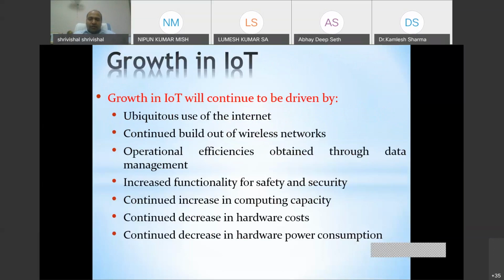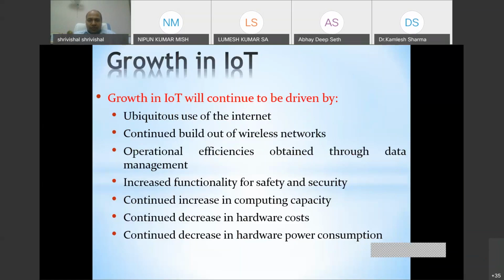And this growth in IoT is generally driven by the parameter of ubiquitous use of the internet, as we can see in our country also, from the last 1 decade. So what is the scenario in 2010 compared to the 2020 present? We see the use of the internet has increased exponentially with a few new service providers as well as the change in the rules and regulations by the TRAI. So there is a tremendous increment in the use of the internet.